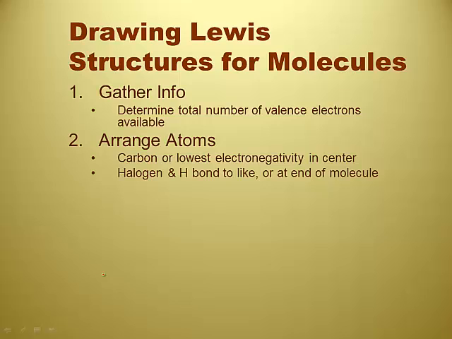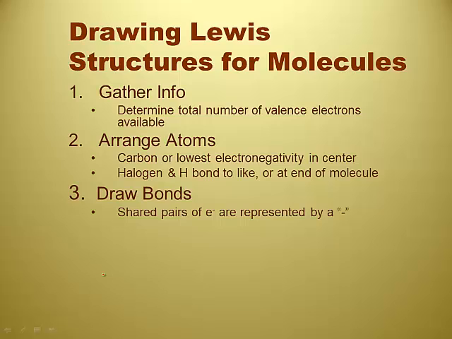Another way to do it is to decide which atoms not to pick as the central atom. Halogens are not going to be in the center because they only bond once. Hydrogen also only bonds once, so those wouldn't go in the center. They'd just be branching off the central atom. I call them terminal atoms. Then you draw bonds, chemical bonds. Shared pairs of electrons are represented by a dash.